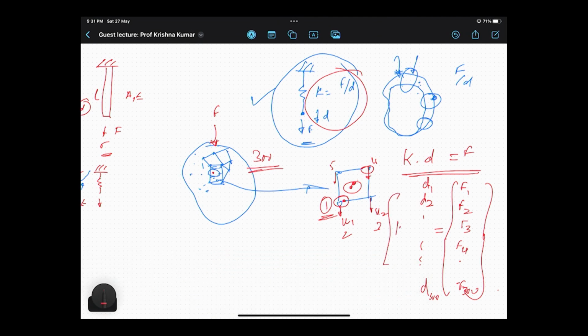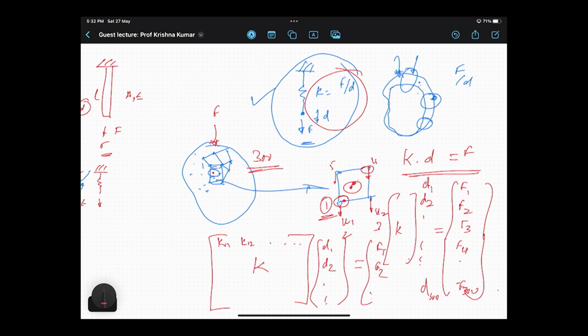So the K is sitting here. K is now no more one number, but a big, what we call a matrix. It's a matrix. So we call these K11, K12, and so on, multiplied by D1, D2, and so on, which would give you F. Don't worry if you don't understand. The only thing you have to understand is that K is no more one number, but a lot of numbers. That's all. So if I apply a load here, what is the displacement there? The connection between them would give me one K in this matrix, and so on.